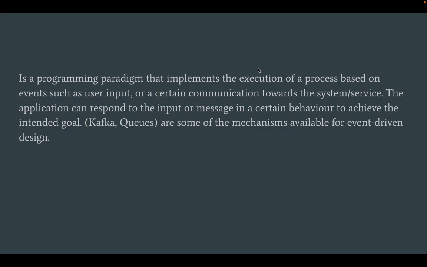So you have different communication channels that can hit or communicate with your system or your service. In this case, you can have Kafka, you can have queues, you can have an API. These are some of the mechanisms available for event-driven design. In terms of API, you can have your webhooks and things like that. So these are communication channels that can be implemented to make sure that if a particular event is triggered, then this particular service should process this particular event in this manner.